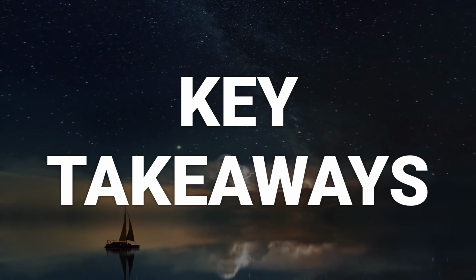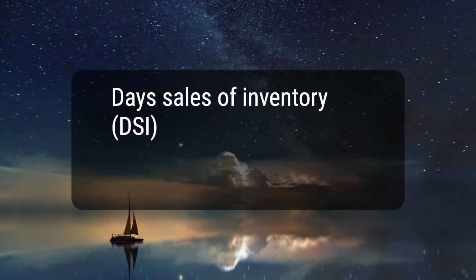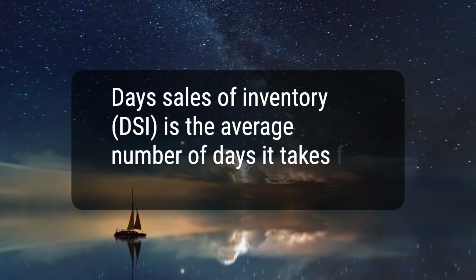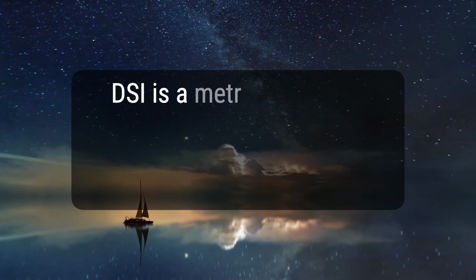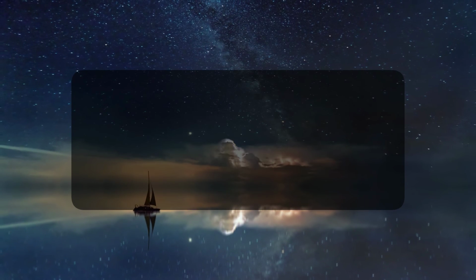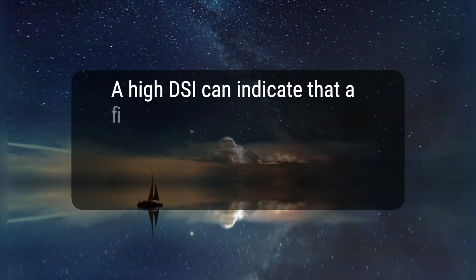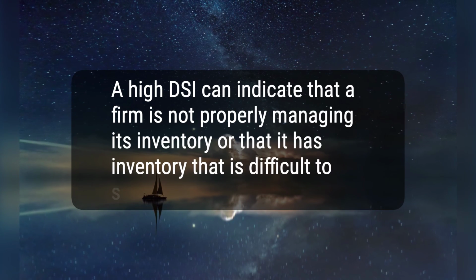Here are 3 key takeaways. 1. Days sales of inventory, DSI, is the average number of days it takes for a firm to sell off inventory. 2. DSI is a metric that analysts use to determine the efficiency of sales. 3. A high DSI can indicate that a firm is not properly managing its inventory or that it has inventory that is difficult to sell.